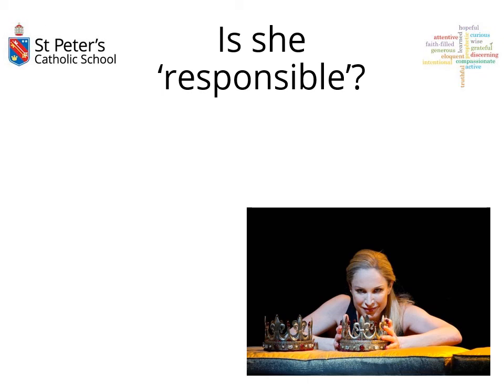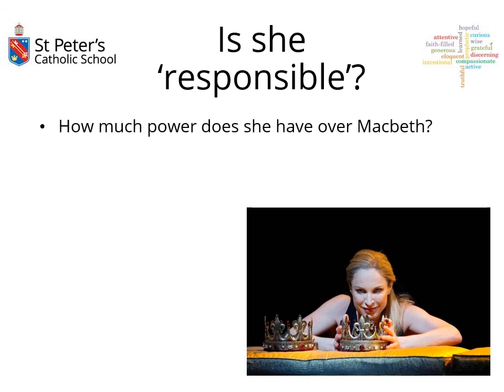So then we can talk about whether she is ultimately responsible for what happens in Macbeth. So my first question is, how much power does she really have over Macbeth? She only talks to him. She is his wife. He can choose to walk away at any point. He can choose to ignore her. Yes, she'd have a go at him. Yes, she'd throw a wobbly. But ultimately, he goes along with it because he wants to.